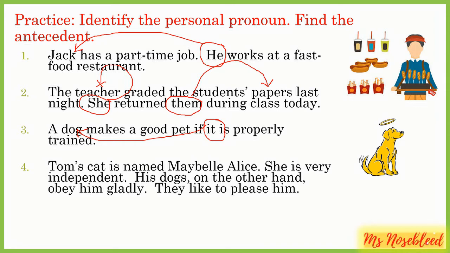Okay, number 4, the last one. Tom's cat is named Mabel Alice. She is very independent. His dogs, on the other hand, obey him gladly. They like to please him. All right, there's a lot of pronouns here, so let's help each other, okay?